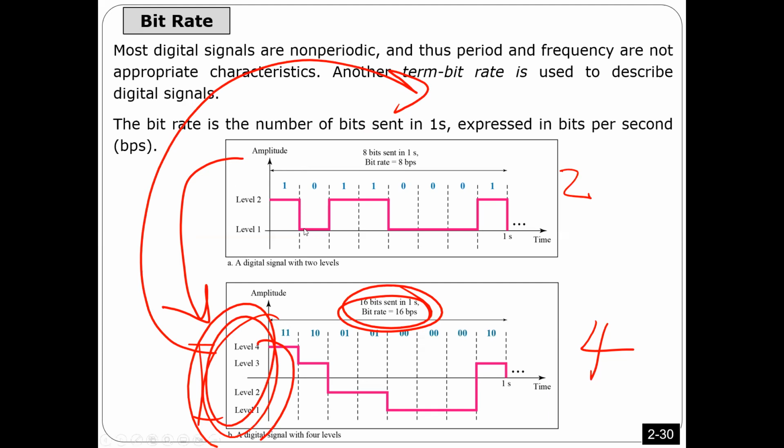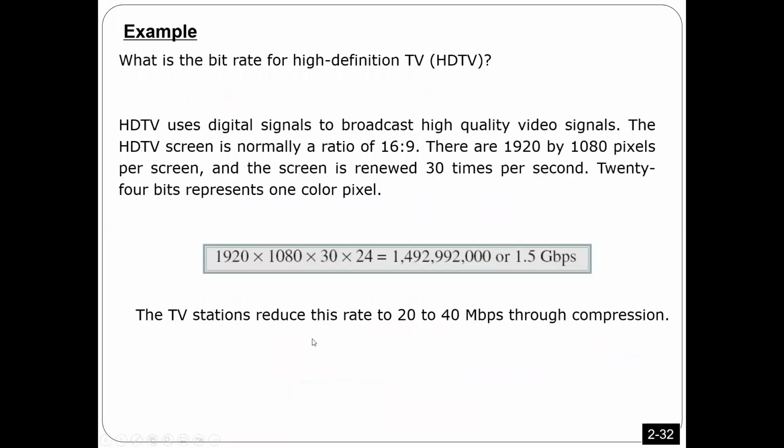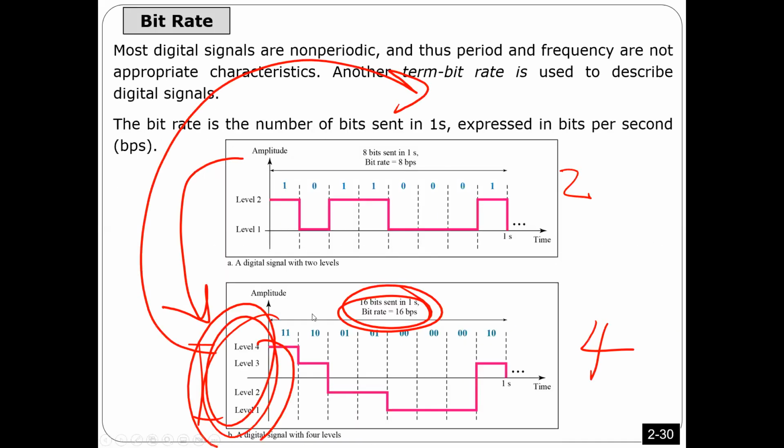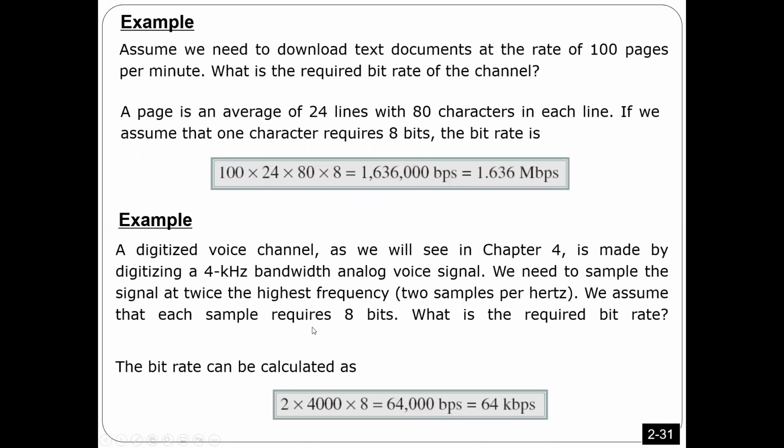So let me summarize what I said. Number one, the more levels you have, the higher the bit rate, which is very good. However, there is a limitation. If there is no limitation, we would be happy. You can just increase the levels and I can transmit too much data in a very short period of time, but there is a limitation. The limitation is at the hardware, at the receiver, okay? The more levels we have, the more difficult it is to find it. Okay? I have several examples here to explain the idea of bit rate and to understand it better.